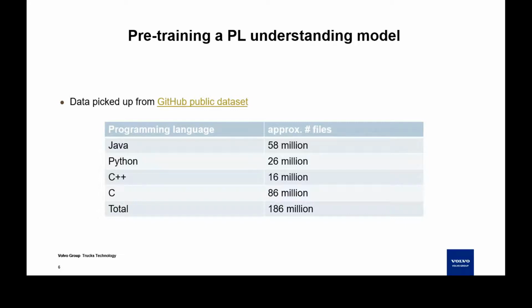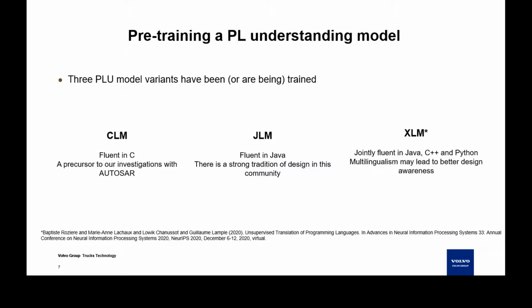So from there we picked up code being written in multiple languages. You can see the stats here, but the languages that we focused on were Java, Python, C++, and C. Why did we pick so many languages? Because we started by training models that were proficient in different languages. The first model that we trained was a model that's proficient in C.